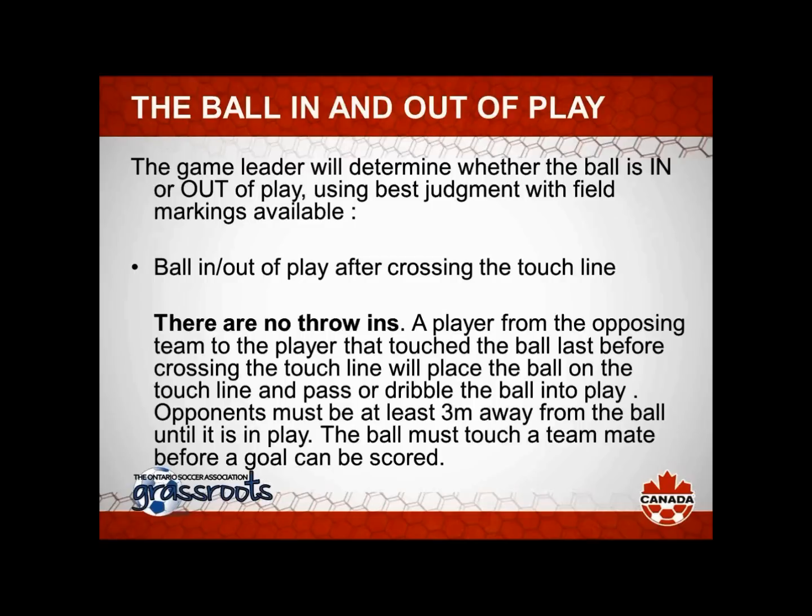At this time, all opponents must be at least 3 meters away from the ball until it is in play. The game leader can use his or her judgment if the players are too close to the ball and ask them to back up a little to give the player an opportunity to play the ball into the field or dribble the ball into the field. The ball must touch a teammate before a goal can be scored, so you cannot score directly from a pass in from the touchline.